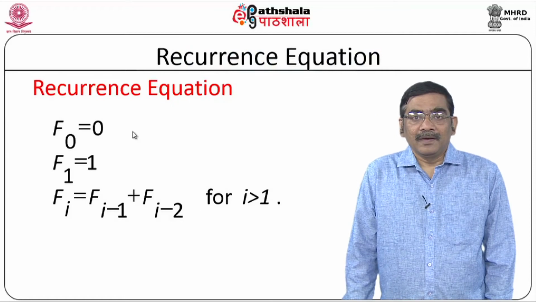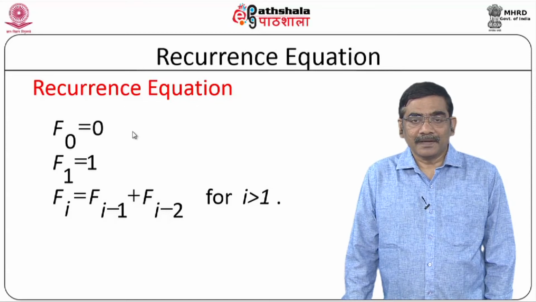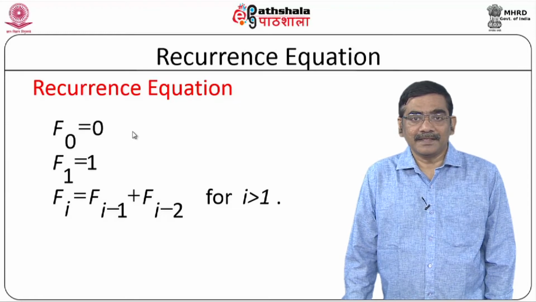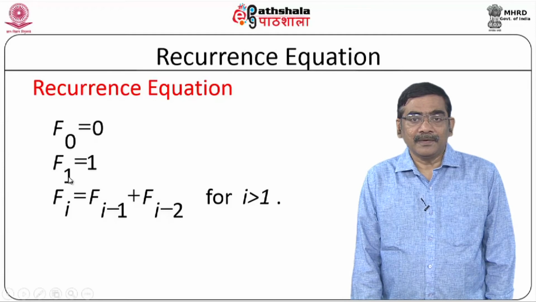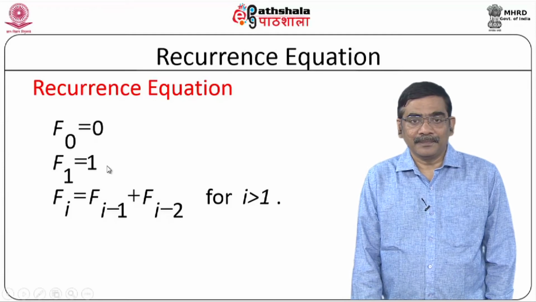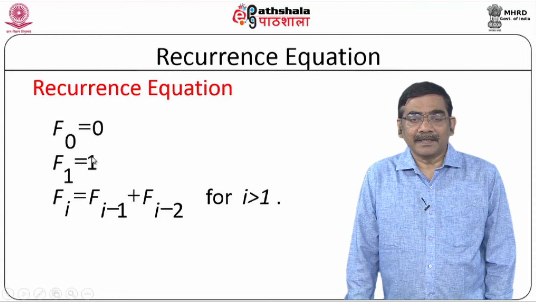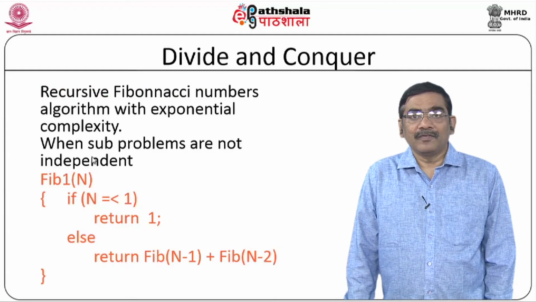Fine. What is the recurrence equation? The recurrence equation we have already seen: every number is the sum of the two previous numbers, therefore f(i) is nothing but f(i-1) plus f(i-2), with the initial conditions that f(0) is 0 and f(1) is 1. In other words, this is the recurrence equation of the Fibonacci sequence.